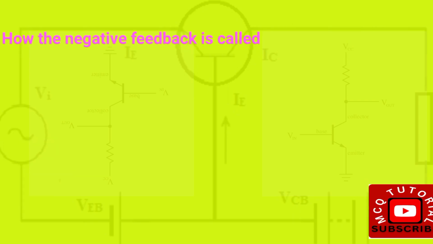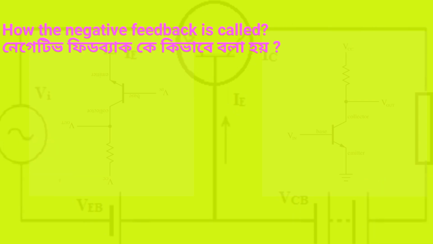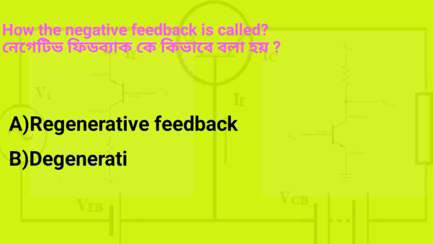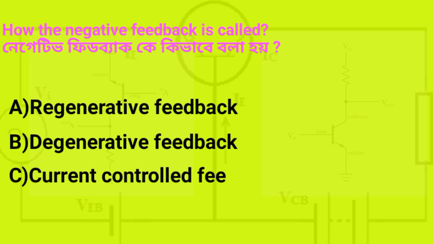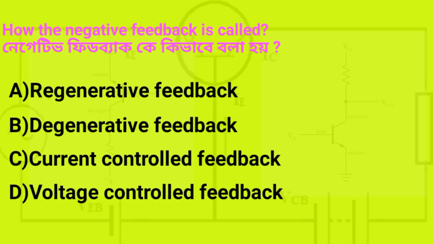How is the negative feedback called? Option A regenerative feedback, Option B degenerative feedback, Option C current control feedback, Option D voltage control feedback.